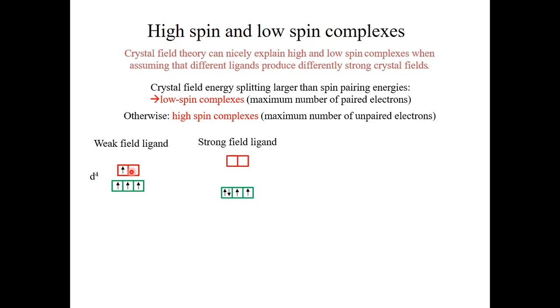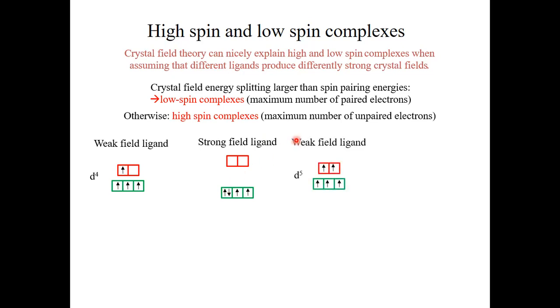Okay, whereas when we have a strong field ligand, this energy difference is significantly larger, and then the spin pairing energy is overcome. So our 4th electron moves from the eg orbital into the t2g orbital. Okay? So now we can apply the same principle also to other electron configurations.